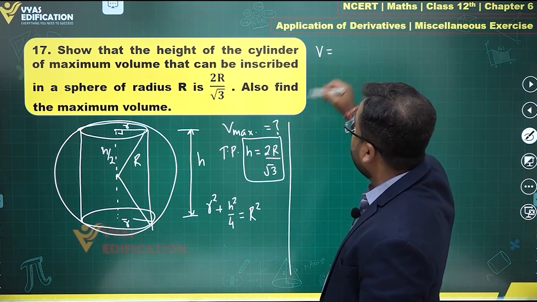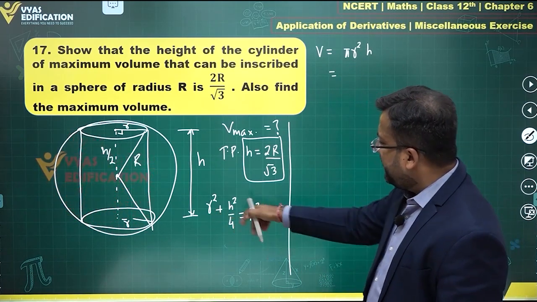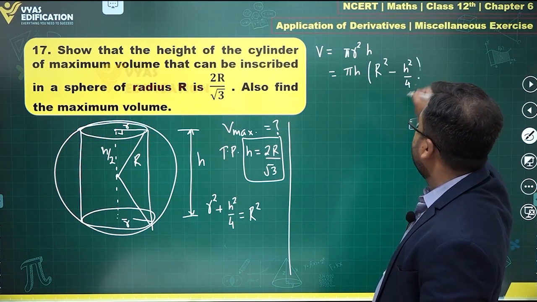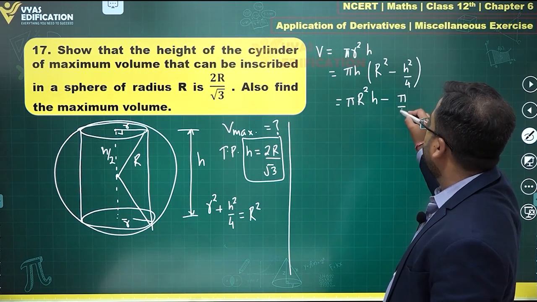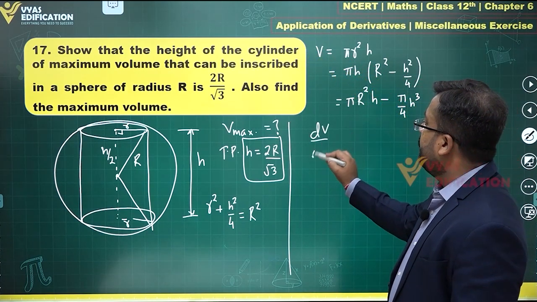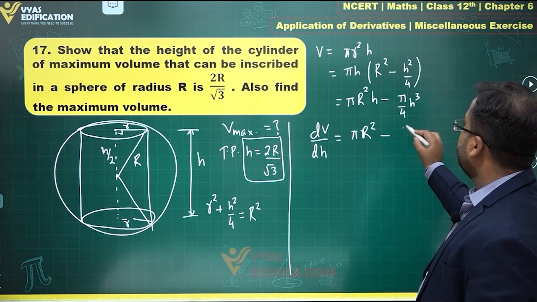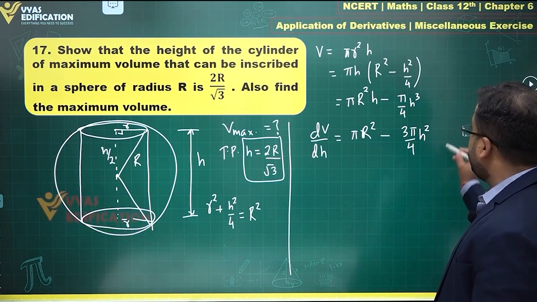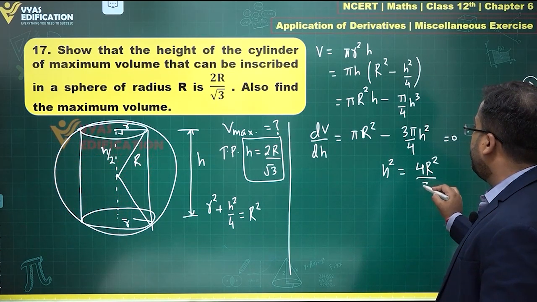And what is the volume of the cylinder? This is pi r square h. I can replace this r square by this particular term: pi h times capital R square minus h square by 4. This is pi R square h minus pi by 4 h power 3. Once you have written V in terms of h, you can differentiate V with respect to h. This becomes pi R square minus 3 pi by 4 h square. Once you have done this, you can simply equate it to 0 and get that h square is equal to 4 R square upon 3. This is what you have.